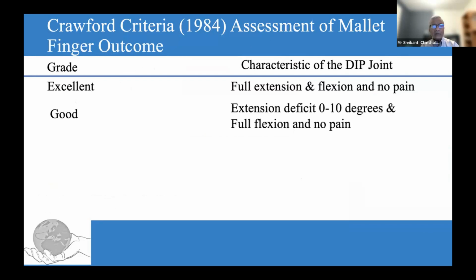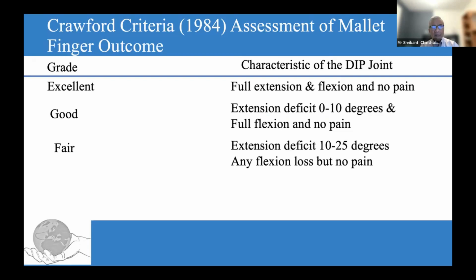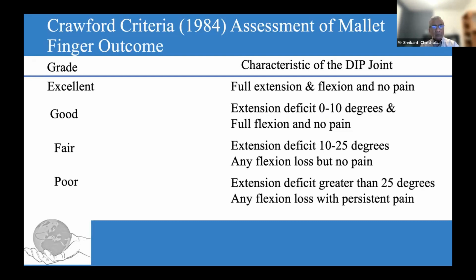Good is if patients have extensor deficit of 10 degrees or less and have full flexion, and they have no pain. Fair is when patients have up to 25 degrees of extensor deficit, but no pain. And poor is when there is an extensor deficit greater than 25 degrees, limited flexion, and of course, that is associated with pain.